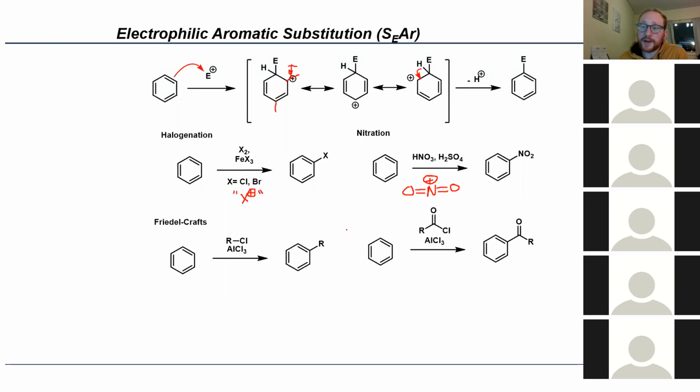And then we have our Friedel-Crafts reaction. This is a classic reaction for the formation of carbon-carbon bonds. One way we can do that is the Friedel-Crafts alkylation, in which we take an alkyl chloride and treat it with aluminum trichloride. This means our activated electrophile species is R+. Now, there are some challenges associated with this.